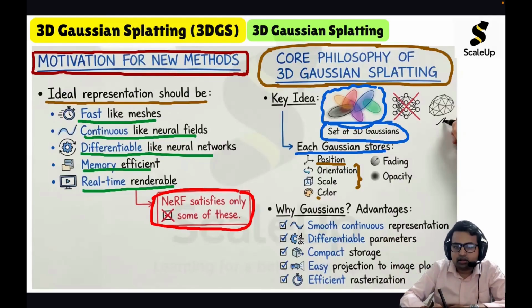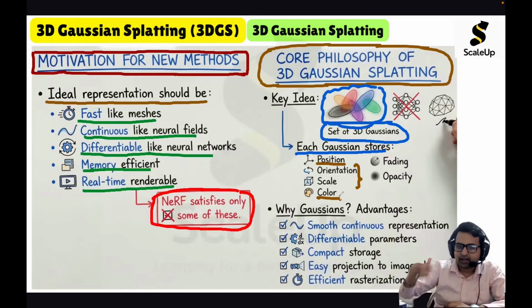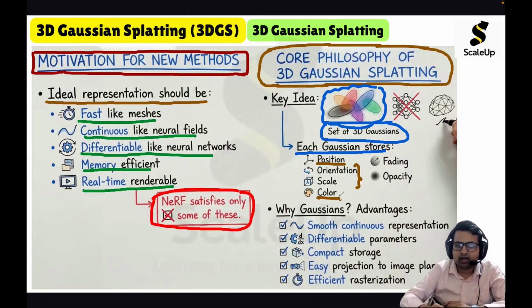And then the color. Instead of a single RGB color, it stores coefficients that change the color based on the viewing angle, simulating reflection. So it will not just store RGB, rather it will also take into consideration how the color changes based on the viewing angle. That also is taken care of by the color. And the opacity. Opacity means a value between 0 and 1. It determines the transparency of the splat, how transparent the splat is.